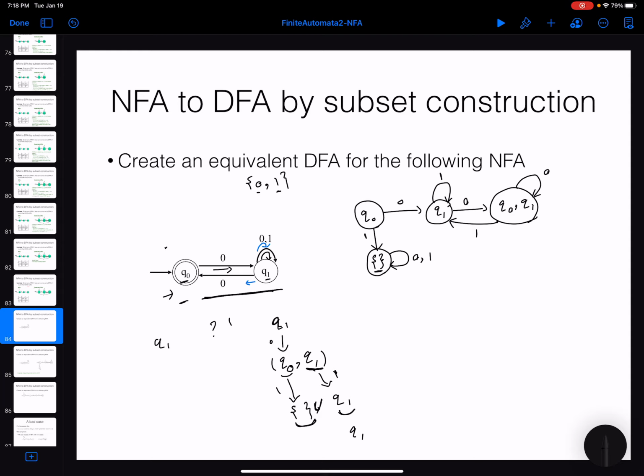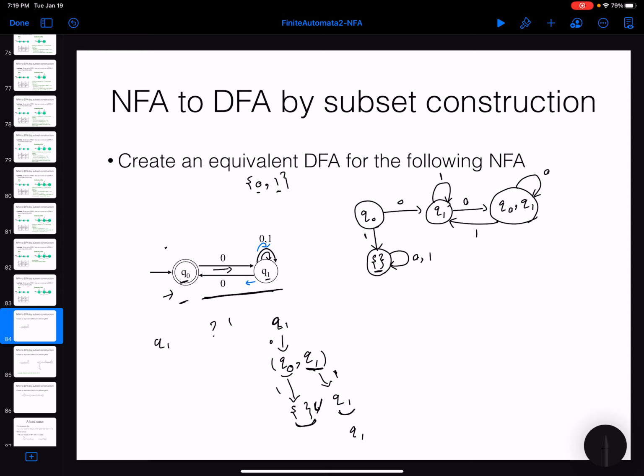If your machine crashed in your NFA, it means that it's going to crash, or reject the string. So both of them are going to be equivalent. So I'm done with creating all the possible situations and states in my DFA.